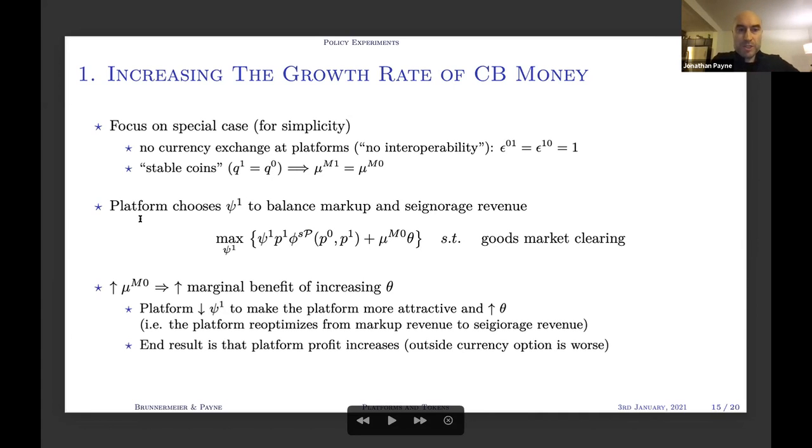So in this case, the platform is choosing their markup to balance markup revenue and seigniorage revenue. And we can see that as the growth rate of government money goes up, that increases the marginal benefit of having more people hold your currency, right? Increases the marginal benefit of getting a higher theta. And so that means that the platform has an incentive to decrease markups, to try to make the platform more attractive and ultimately get more people using their currency. Okay, so we can see that playing out.